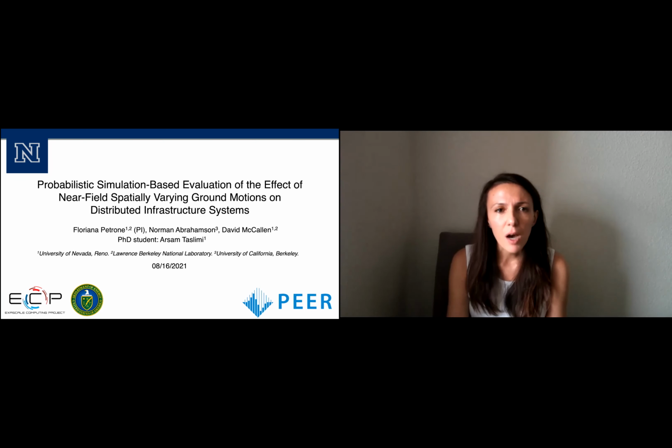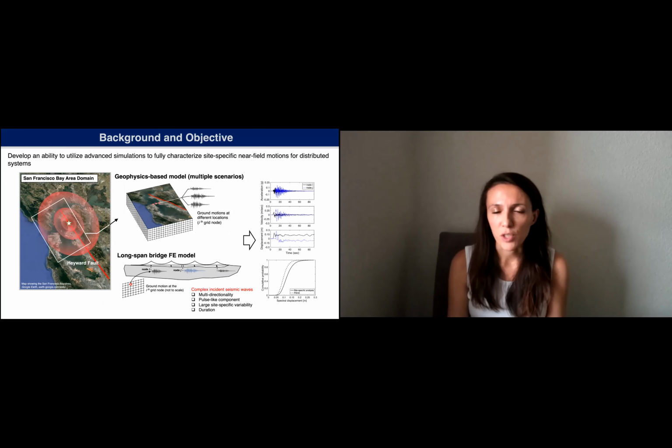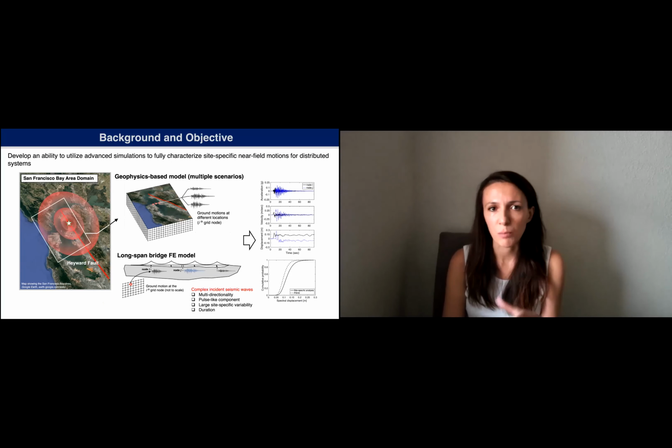Now, a brief reminder about the background and objective of this project. The core idea is to develop an ability to utilize advanced simulations to fully characterize site-specific near-field motions for distributed systems. What motivates this research is the awareness that when we use spectra for the characterization of ground motions and to eventually provide an evaluation of the structural risk, we miss information on key ground motion features, which are important in general, but can be really critical for the analysis of distributed systems.